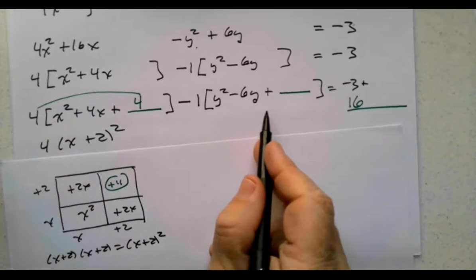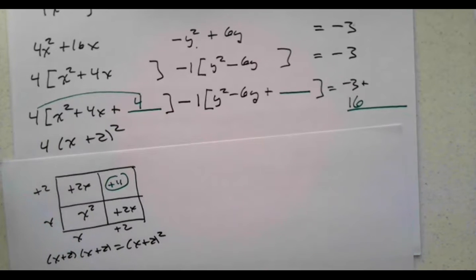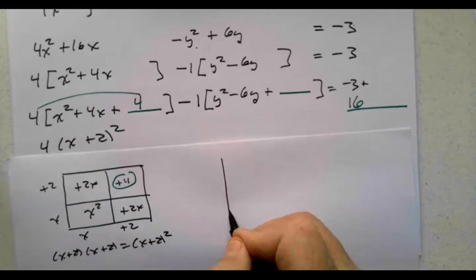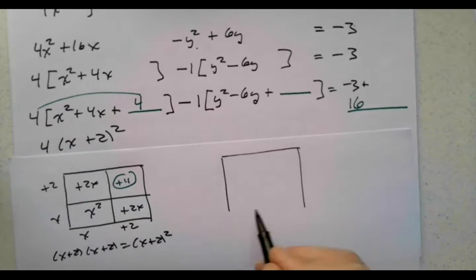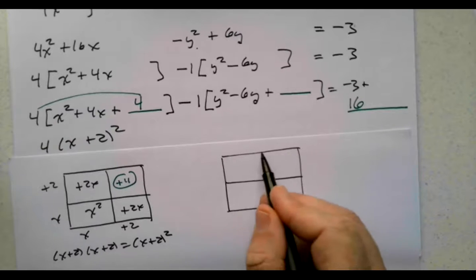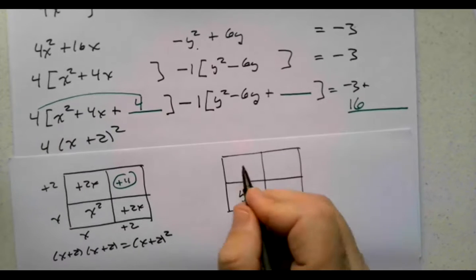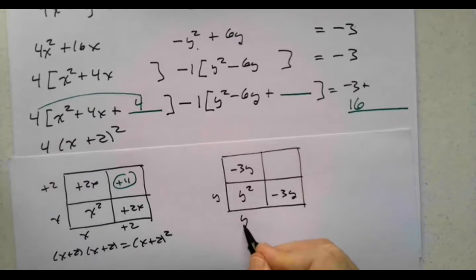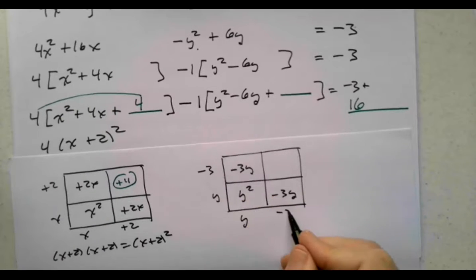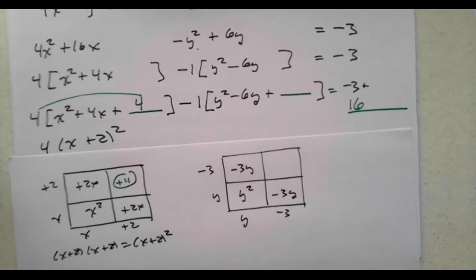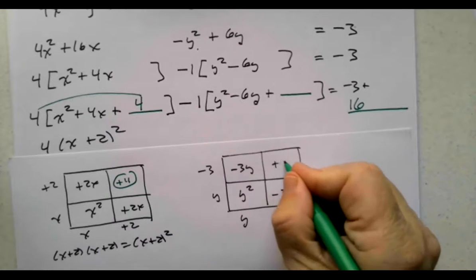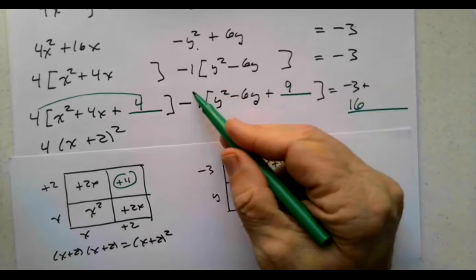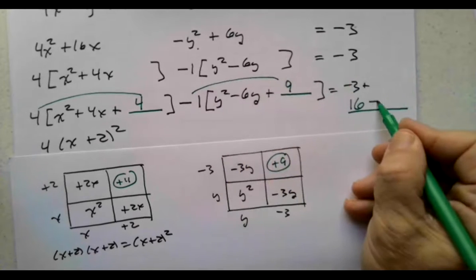Next up, I have y squared minus 6y plus something. So I'm going to complete the square there. And what am I going to get? Y squared here, -6y split in half, -3y and -3y. We get y times y is y squared, -3 times y is -3y, -3 times y is -3y. -3 times -3 is +9. I'm going to add +9 to the left side. But what have I really added? I've really added -1 times 9, so it'll become -9.